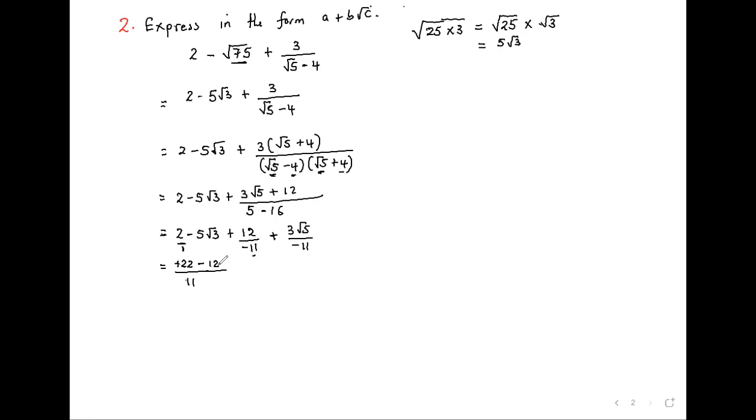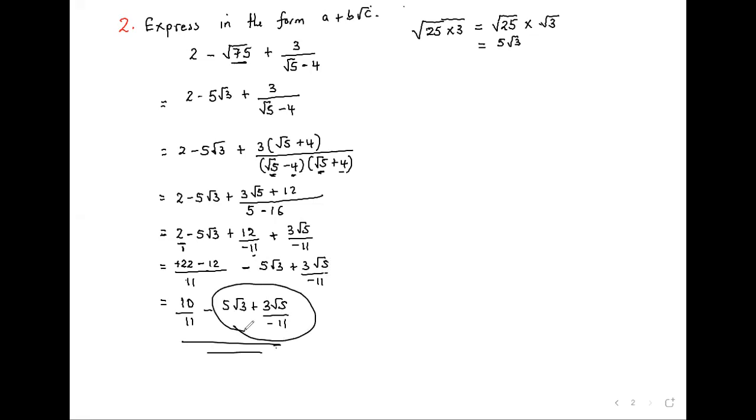And then minus 5 root 3 plus 3 root 5 over minus 11. So this is 10 over 11 minus 5 root 3 plus 3 root 5 over minus 11. So we leave it like that because even if we put this together, the fact that the roots are different, we cannot put that whole thing in one place. So just leave it like that.